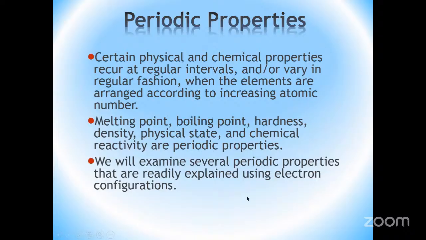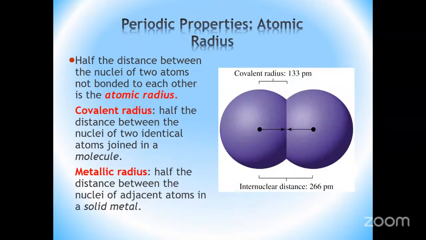So what we're going to do is look at certain properties which can be explained based on our understanding of electron configuration. The first property we're going to look at is the atomic size. The way we determine the atomic size depends on the nature of the atom, whether it's a metal or non-metal, or if it is combined with other atoms to form molecules. The atomic radius can either be covalent or metallic.